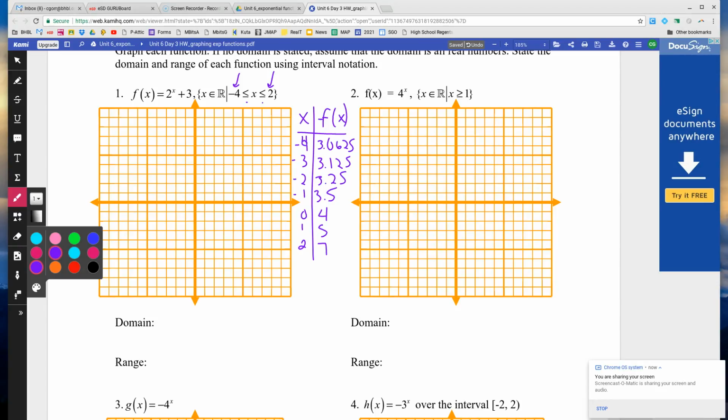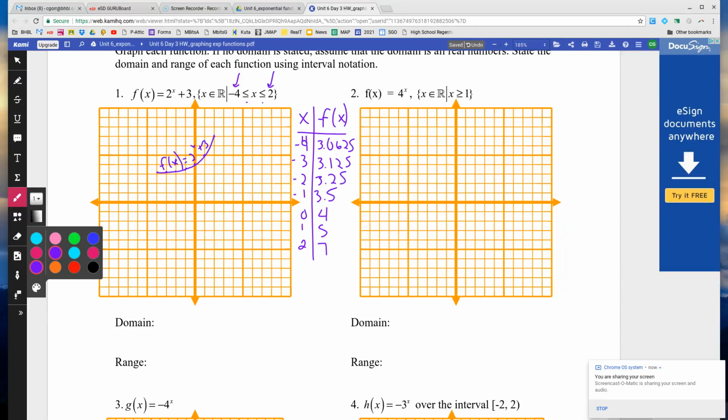So -4, I'm going to approximate a little bit above 3 there. -3 also, maybe just a little bit higher than that one. -2, a little bit higher. -1 right there in the center. 0, 4, 1, 5, and 2, 7. I'm going to connect those with a nice curve, and then label that with my f of x equals 2 to the x plus 3.